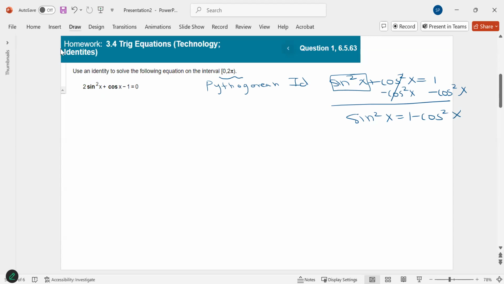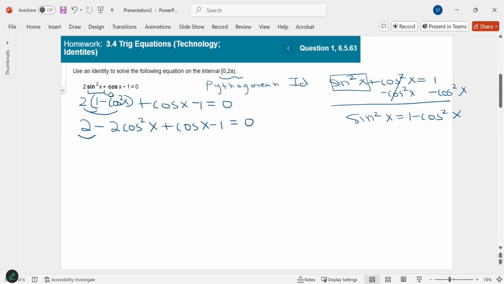So now we can substitute the sine squared of x with 2 times 1 minus cosine squared of x. So we're substituting sine squared x with 1 minus cosine squared of x, plus cosine of x minus 1 equals 0. Let's distribute the 2. So 2 times 1 is 2, we have 2 minus 2 cosine squared of x plus cosine of x minus 1. Combining like terms, 2 minus 1, we have negative 2 cosine squared of x plus cosine of x plus 1 equals 0.